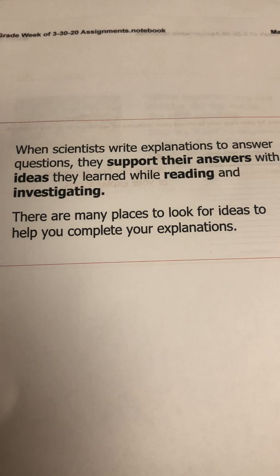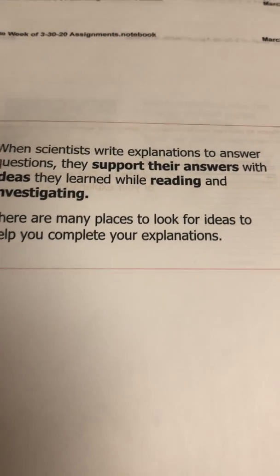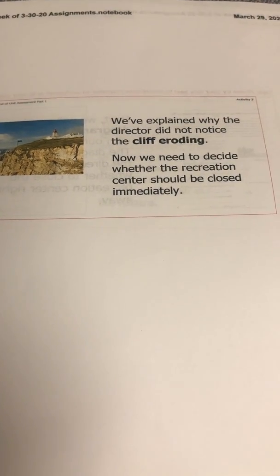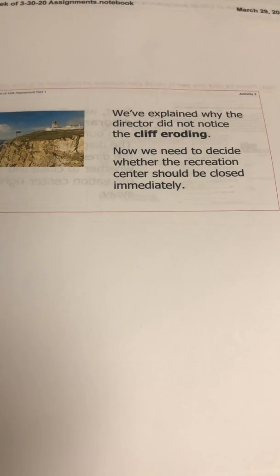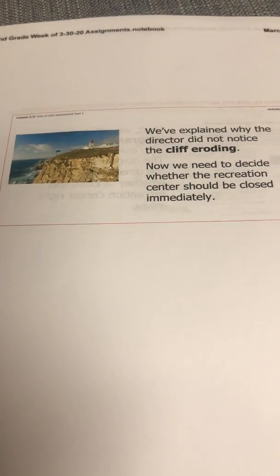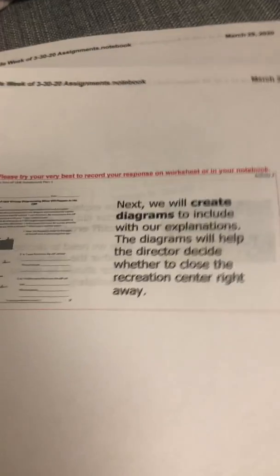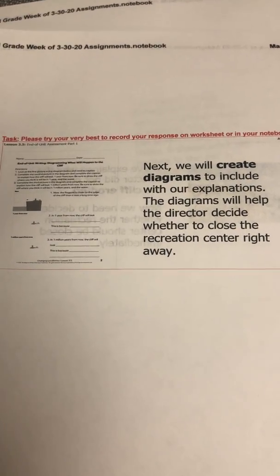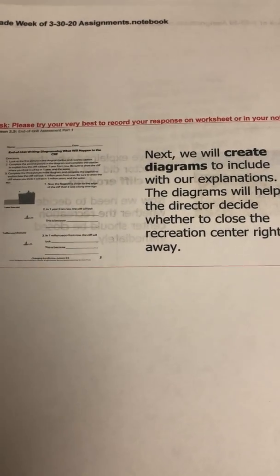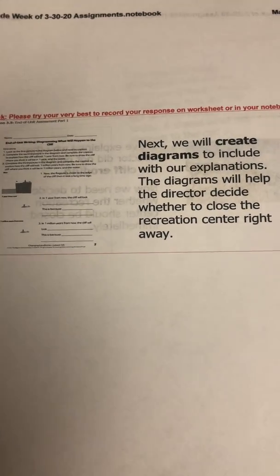Okay, when scientists write explanations to answer questions, they support their answers with ideas they learn while reading and investigating. There are many places to look for ideas to help you complete your explanations. We've explained why the director did not notice the cliff eroding. Now we need to decide whether the recreation center should be closed immediately. Next, we will create diagrams to include with our explanation. The diagrams will help the director decide whether to close the recreation center right away.